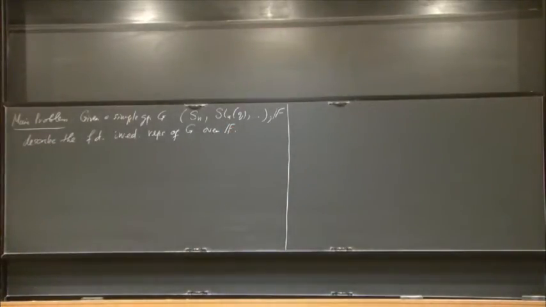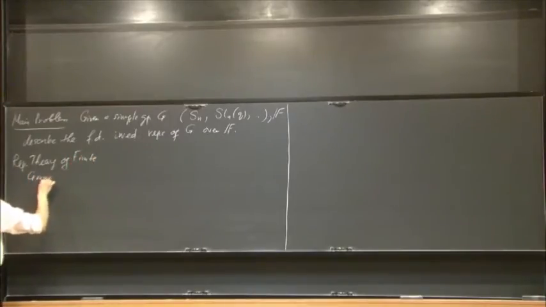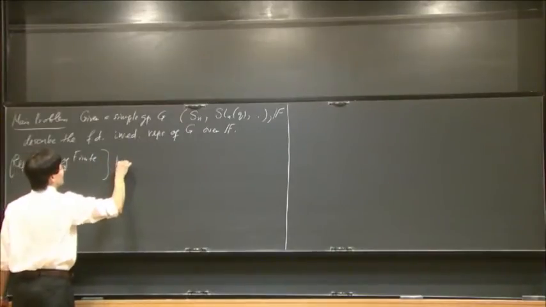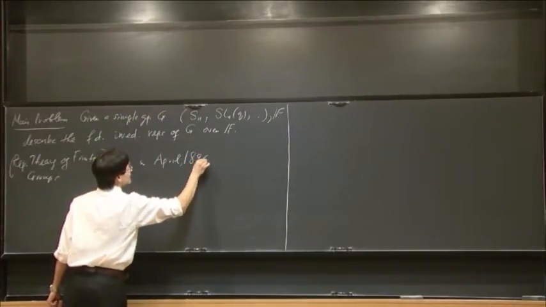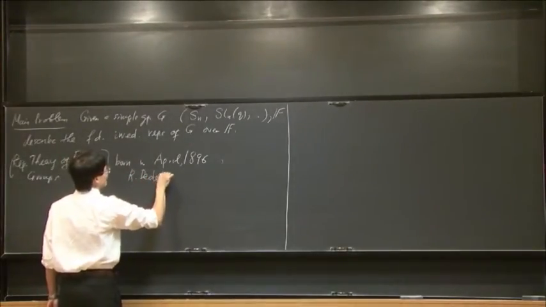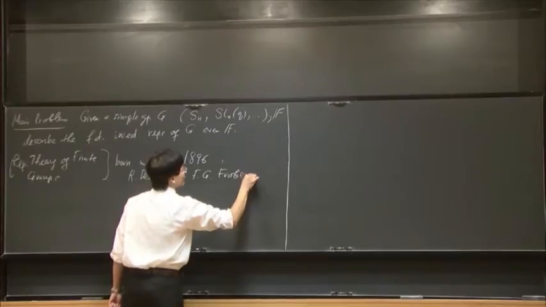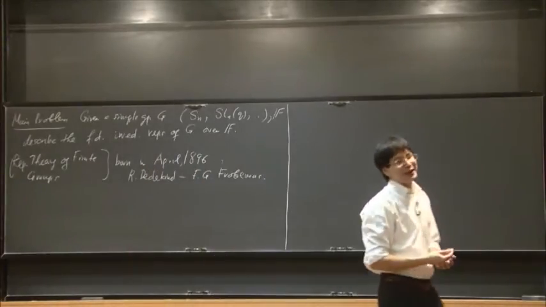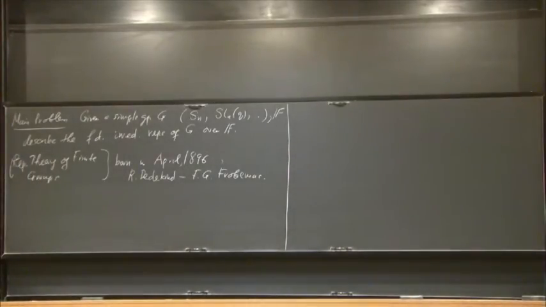Well, as you know, the representation theory of finite groups was born in April 1896 in the letter correspondence between Richard Dedekind and Ferdinand Georg Frobenius. I think there were like three letters in April 1896. And you can tell me, well, in such an old theory, what could still remain open? And in fact, I can tell you that this main problem is still very much open.